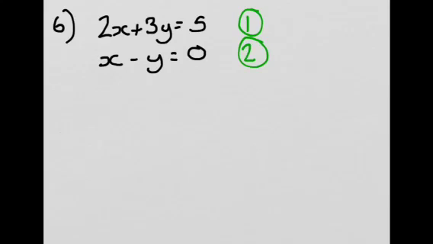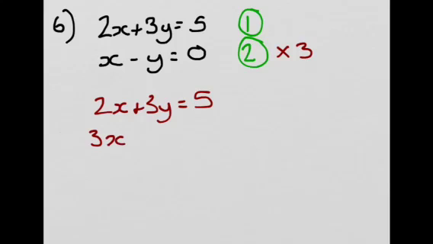Now for simultaneous equations we're always looking to eliminate the y, so I need to look at my two equations and think, right, what do I need to do to get the y's the same? I have 3y in equation 1, I have a single y in equation 2, so I have to multiply the second equation by 3. So I'll rewrite the first equation, I'm not touching that. 2x plus 3y is equal to 5, and my new equation, which is 3x minus 3y, is equal to 0. Okay, I need to times all three terms by 3.